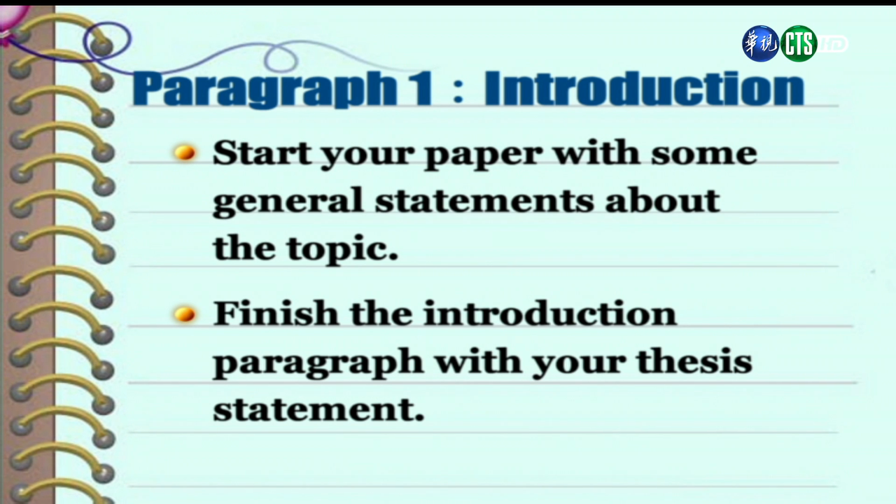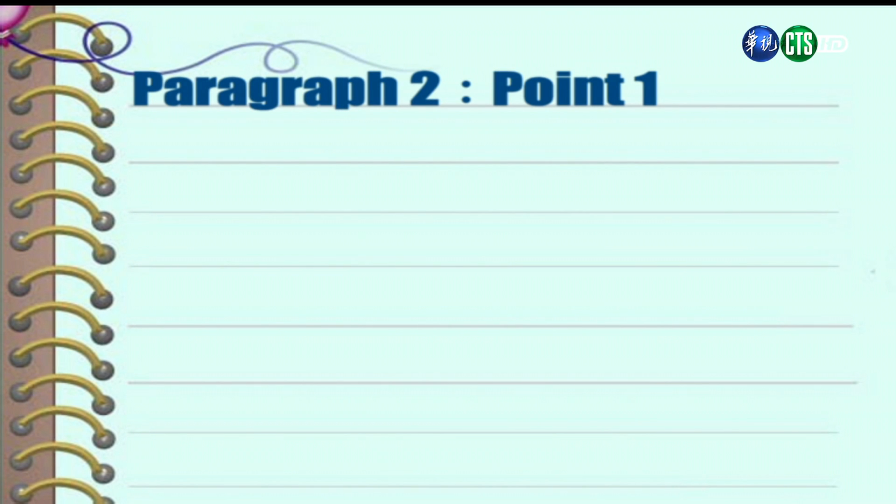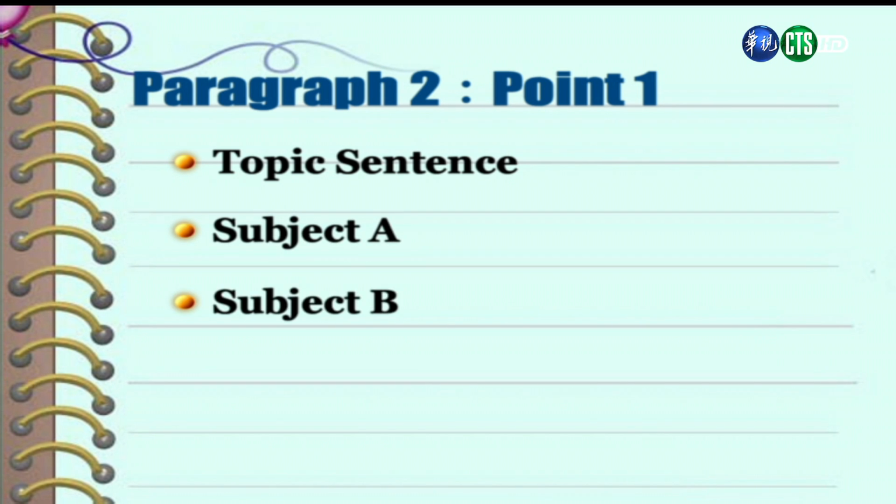All right, so now for our second paragraph, and this is going to be the first paragraph in the body, we're going to start by writing a topic sentence that tells the main idea of the paragraph. And then we're going to explain how topic A and then how subject B compare or contrast on the point that we're discussing in this paragraph.